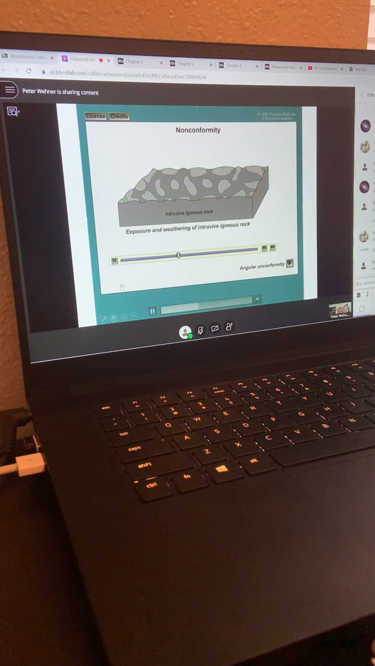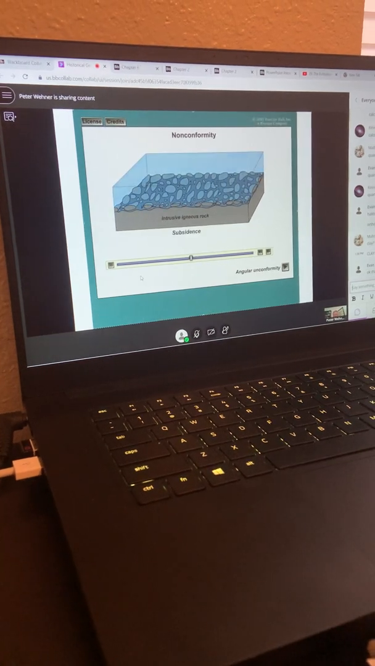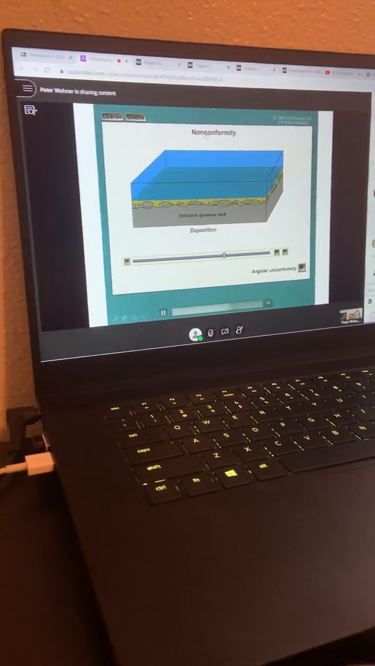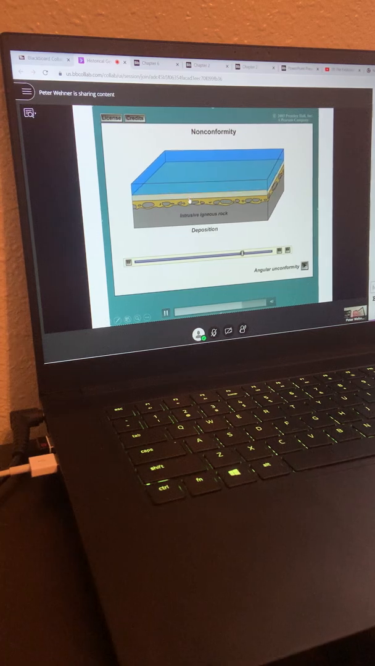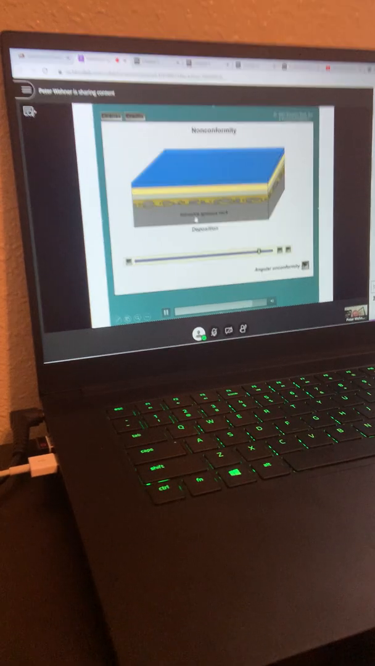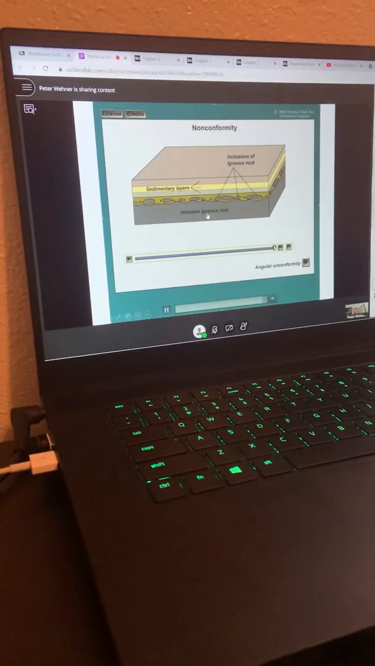And then I'm going to have said rocks deposited directly on top of non-said rocks. That's what the non means. The non-conformity is said rocks deposited on non-said rocks. So igneous or metamorphic.